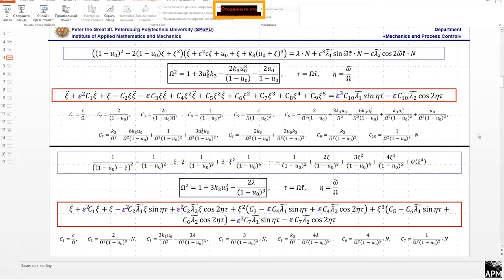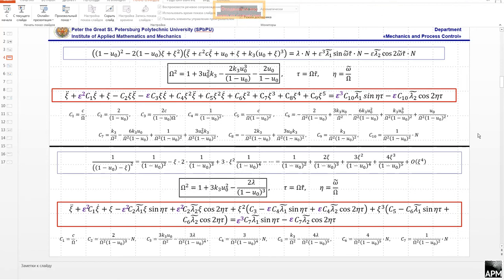At the top of the slide, the variant with multiplication by the denominator of the right side is considered, and at the bottom, the one with the expansion in the Taylor series. In the process of deriving the equations, one more change of time variable was made in both versions in order to obtain the frequency of the linear part of the equation equal to one, for easier application of the multiple scales method. The red boxes show the final equations with coefficient C, the expressions for which you can also see on the slide.